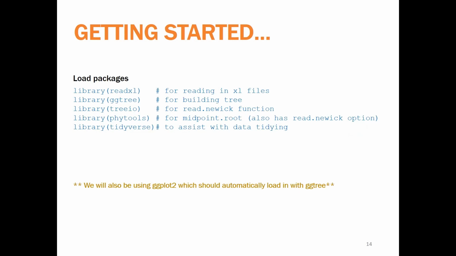The readxl package we will use for reading in the Excel file. The ggtree obviously will be for building our phylogenetic tree. There's the treeio package, which is helpful for the read.newick function, which is used to read the tree file. Phytools is another accessory tool that I've used to midpoint root a tree. So it kind of just roots the tree at the midpoint, you'll see. And it also can utilize the read.newick option.